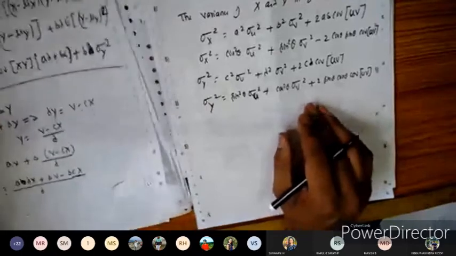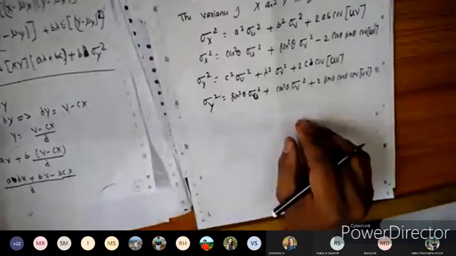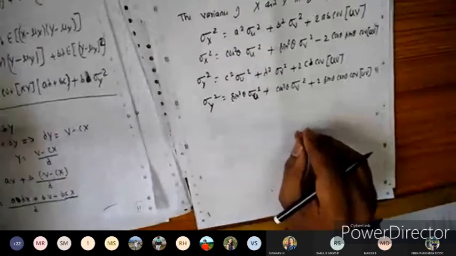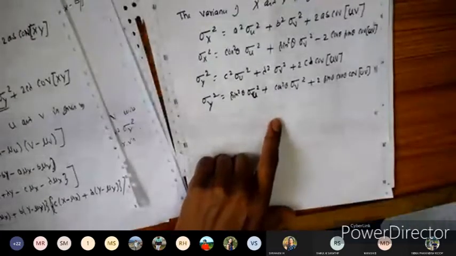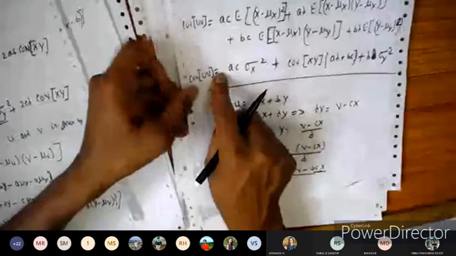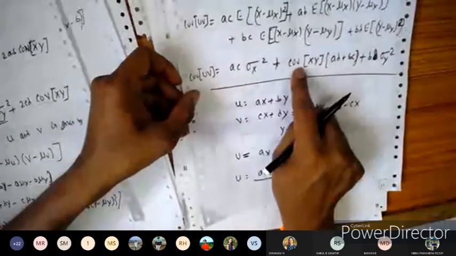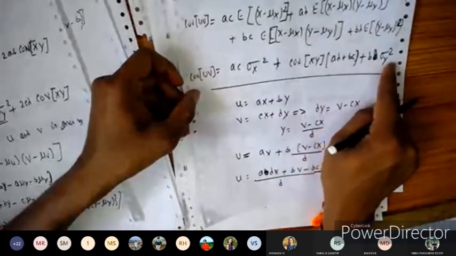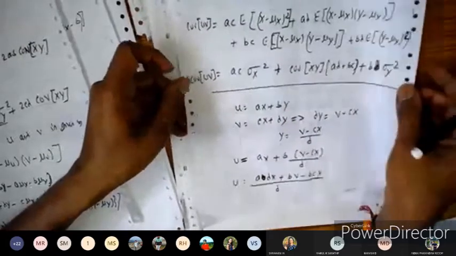Similarly, let us find out the covariance of the random variables x and y. So we already derived it in the class. I'll take that sheet. I think everyone has taken this one. Fine. So now we have seen the covariance of u and v. It is given by AC into sigma x square plus covariance of xy into AD plus BC, plus BD into sigma y square. So in a similar way, let us write.